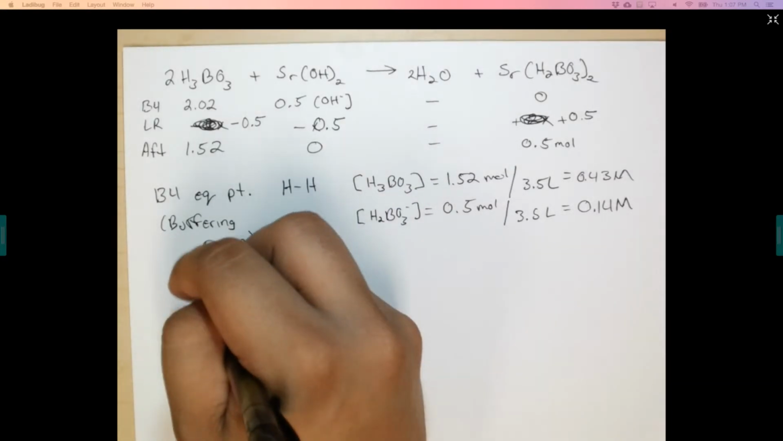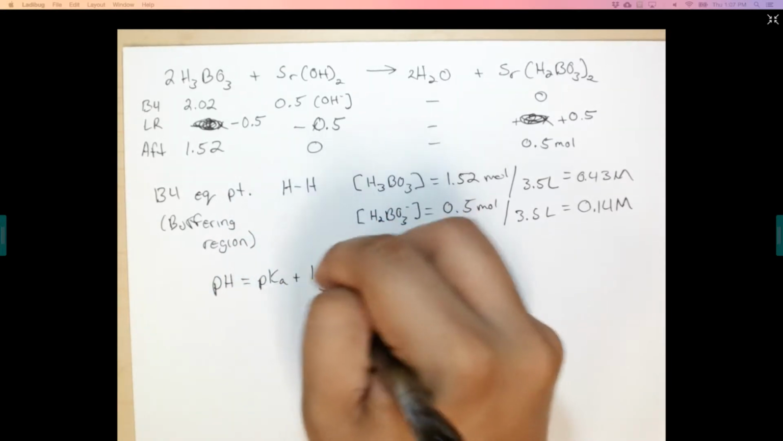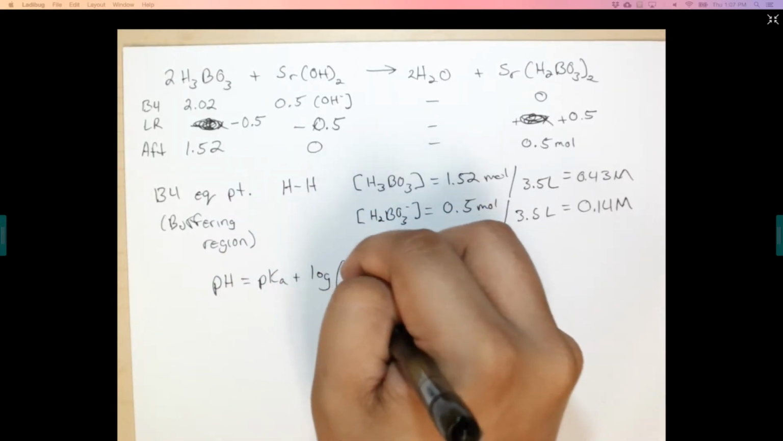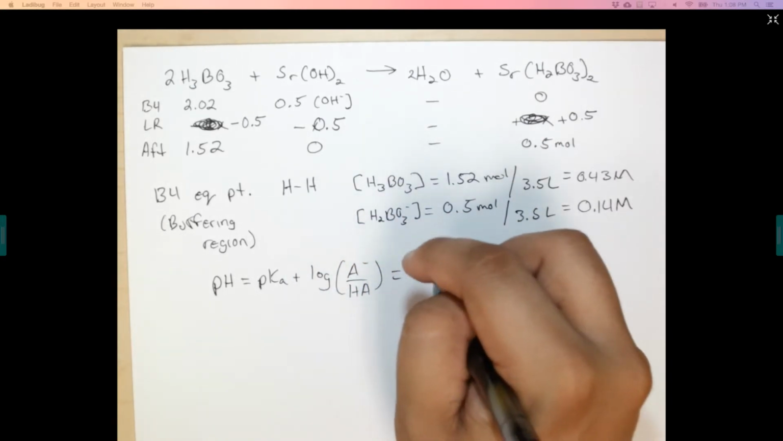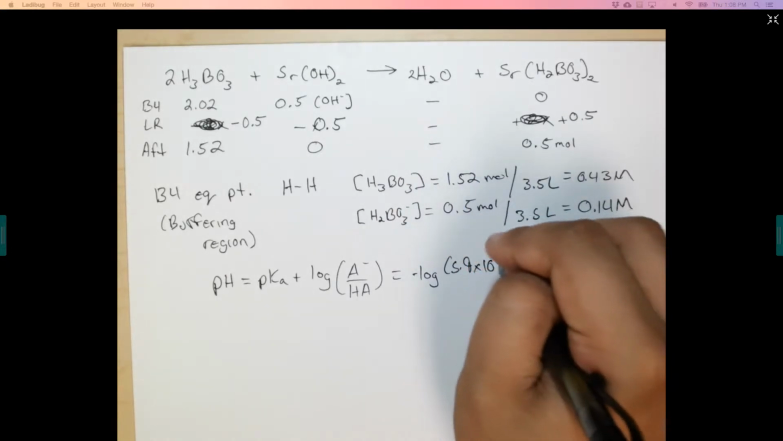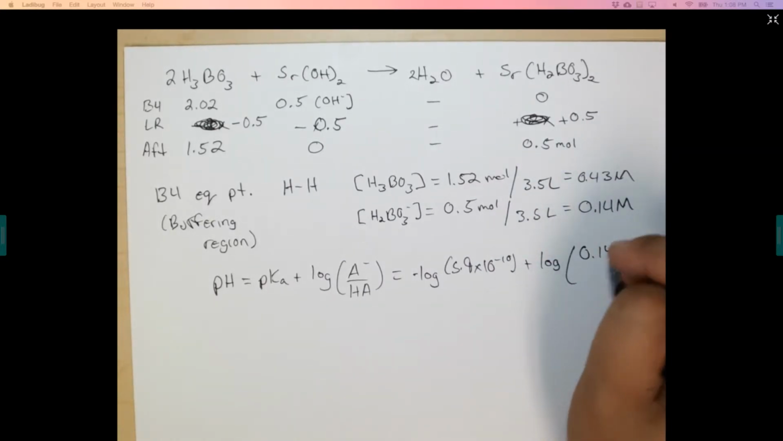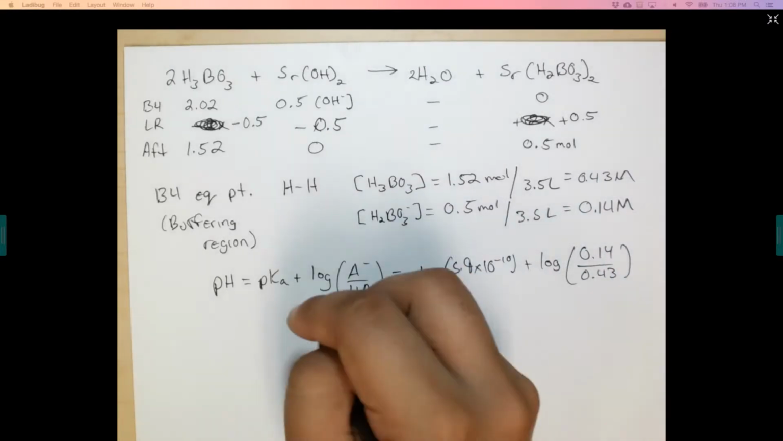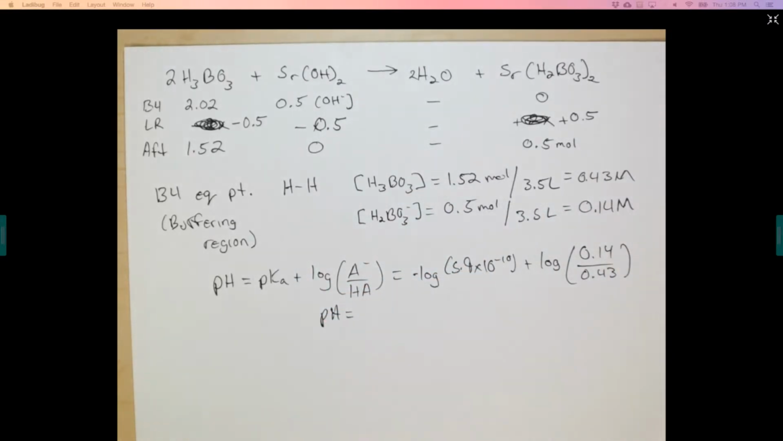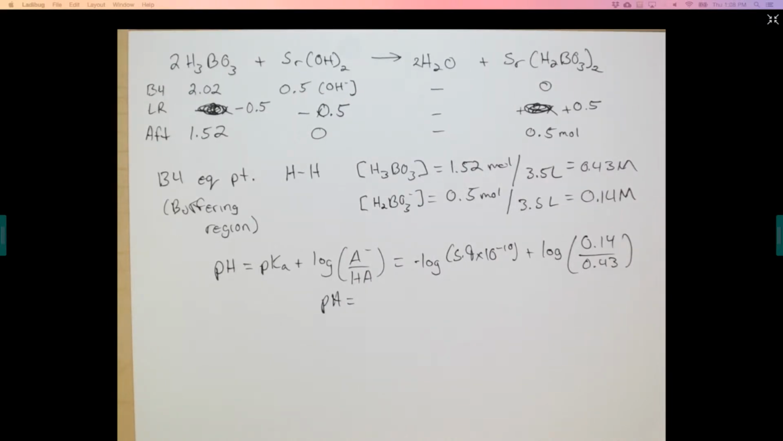We can use Henderson-Hasselbalch, and therefore to determine the pH is equal to pKa plus log of A minus concentration over HA, and in this case that's negative log of 5.9 times 10 to the negative 10 plus log of 0.14 over 0.43, and therefore the pH should be still acidic because we are before the equivalence point. So negative log 5.9 e to the negative 10 plus log 0.14 divided by 0.43.